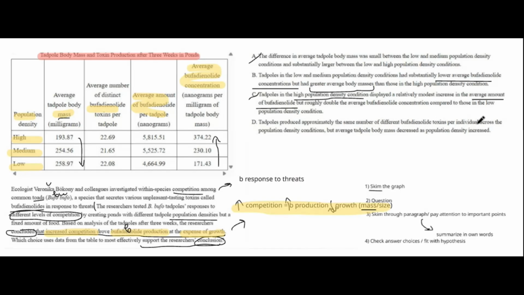And for the last answer choice here, tadpoles produced approximately the same number of different B toxins per individual across the population density conditions, but average tadpole body mass decreased as population density increased. Now for this answer choice, the second part about body mass decreasing as population density increased is correct and it falls within our hypothesis. However, the first part about the same amount of different B toxins per individual being the same across density conditions is wrong because we see competition rising, so D is wrong and B is our correct answer.